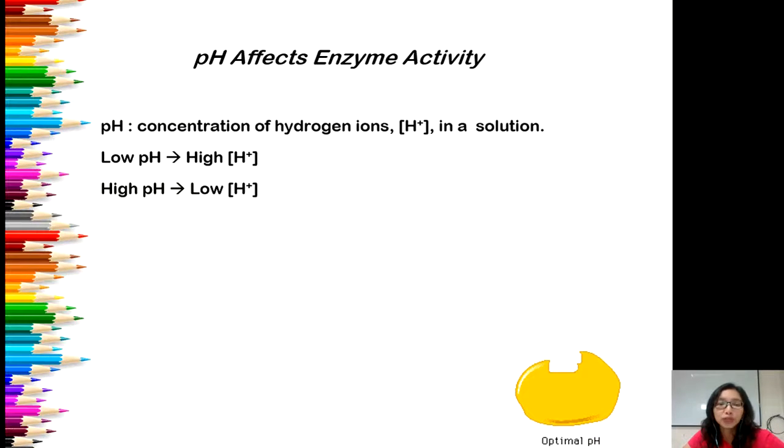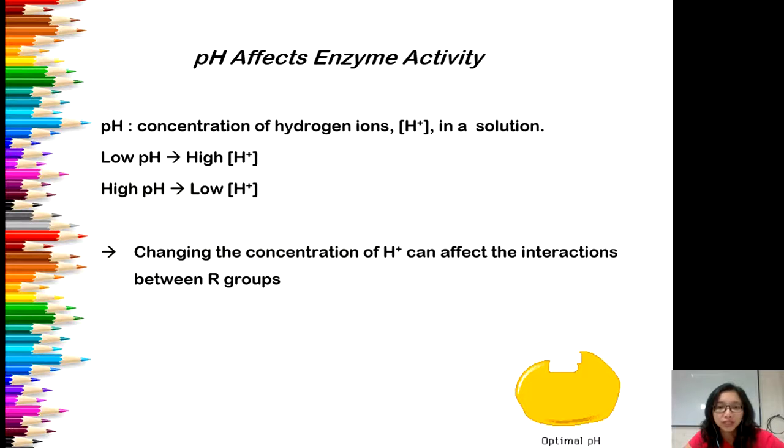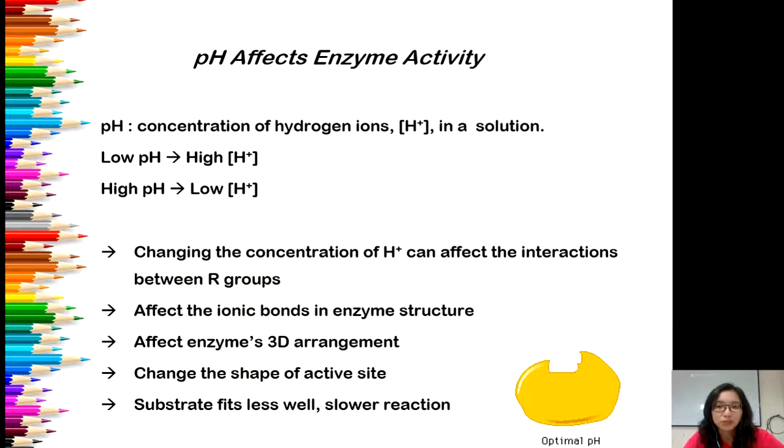Now, when you increase or decrease the pH below or above the optimum, it means you are changing the concentration of protons or hydrogen ions, the positive charge, in that solution. So what happens? The interaction between the R groups will also be disrupted, in which ionic bonds will be broken down.